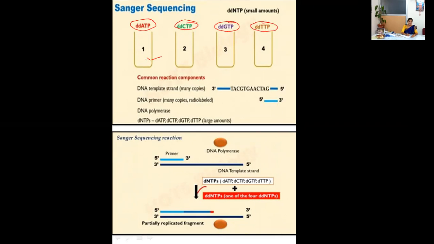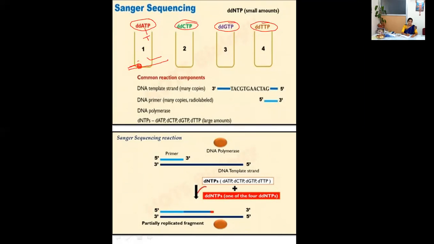Just imagine in this particular reaction tube, this is the single stranded DNA molecule, and here is the primer, and DNA polymerase enzyme will be there. We've added here the modified nucleotide ddATP. Adenine always base pairs with thymine, right?